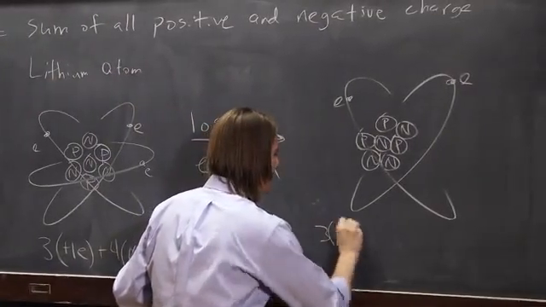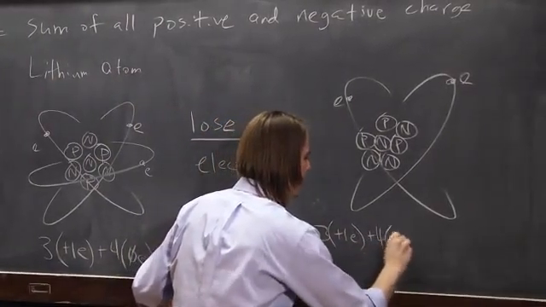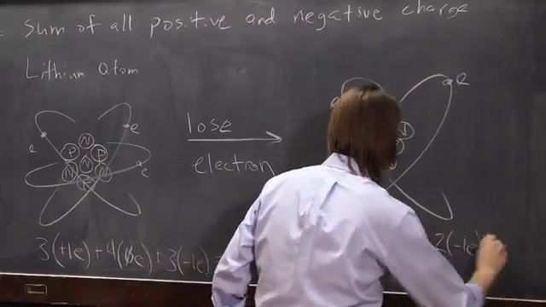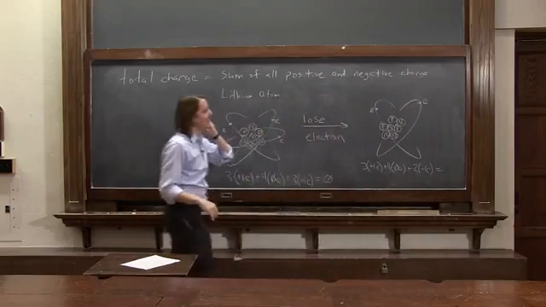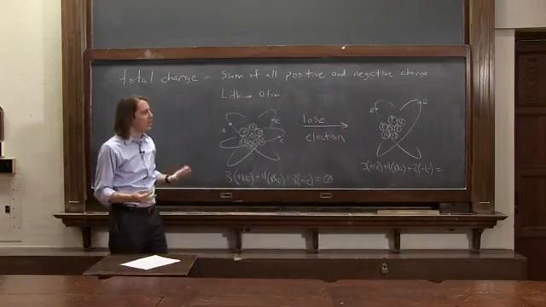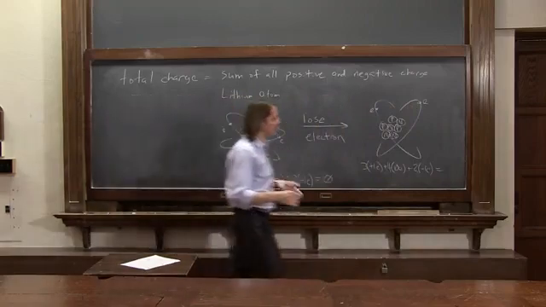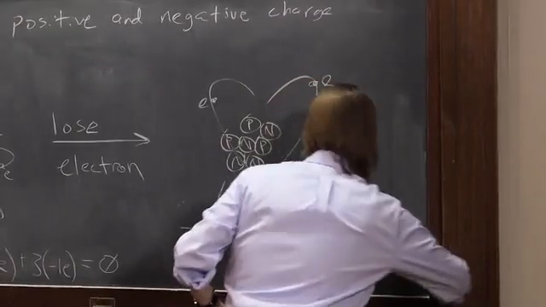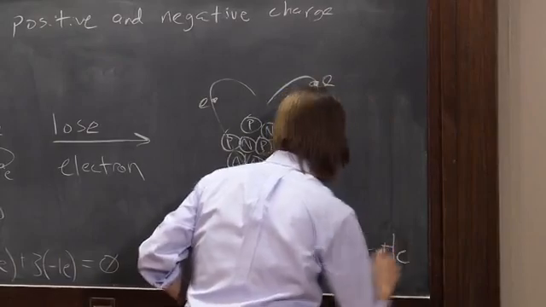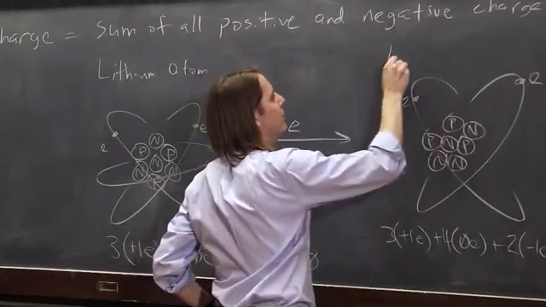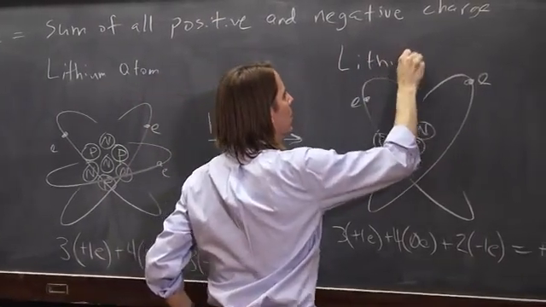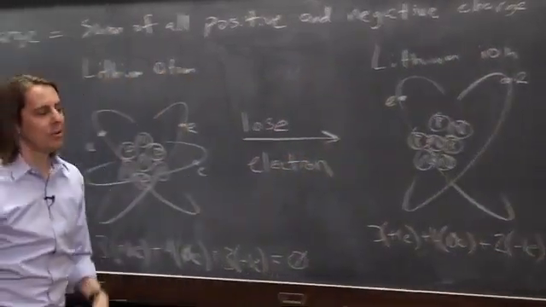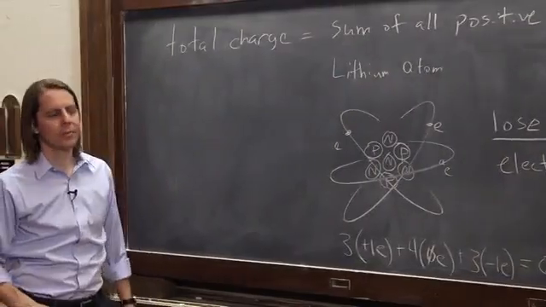3 times plus 1 E, plus 4 still times 0 E, plus only 2 times minus 1 E. Now, of course, we don't have enough negative charge to balance the positive charge, so we end up with something that is charged plus 1 E, plus 1. So it's a lithium ion. And its charge is plus 1 E because it's missing one of its electrons.